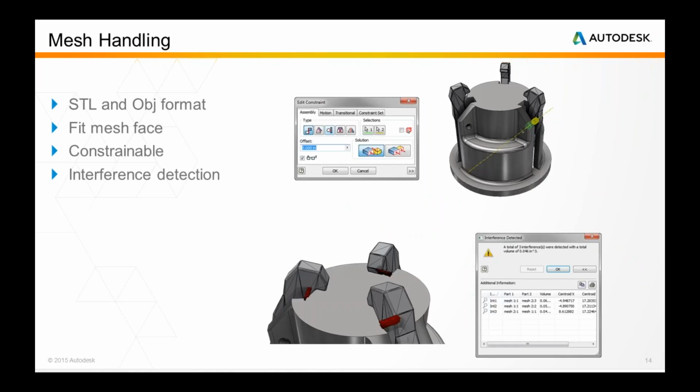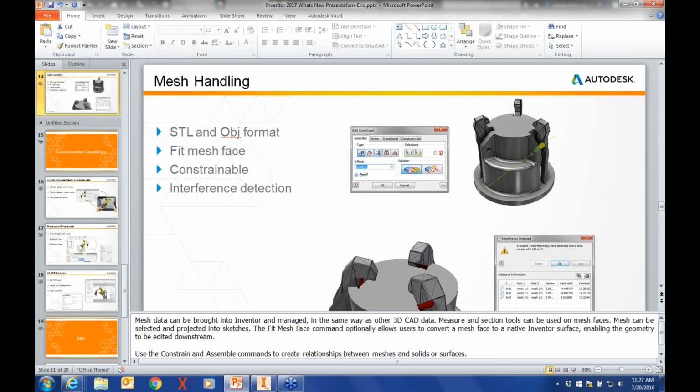STLs and OBJ file formats are also nice. Typically that's a file for pulling in, say, a point cloud. If you do a 3D scan and you get your point cloud and convert that into an STL file, we can now bring that into Inventor, just like STEP files, and create your constraints and mates and keep the file referenced. It doesn't have to convert over to an Inventor file. We can reference those STL or STEP files. So let's just take a look at that quick.